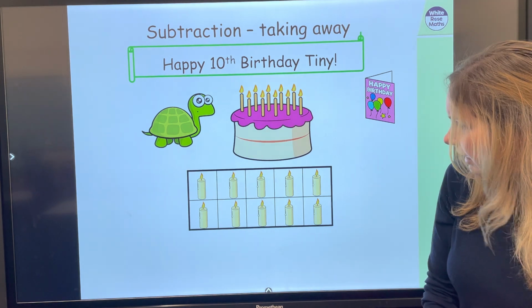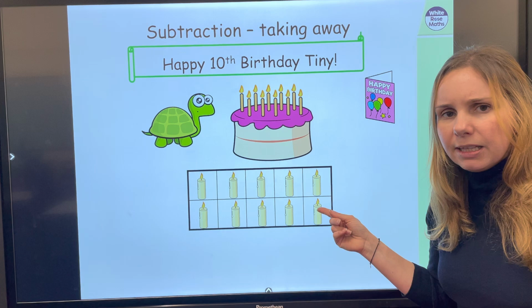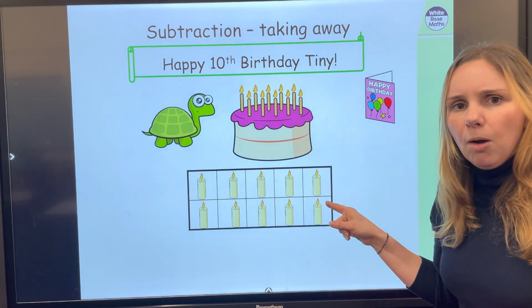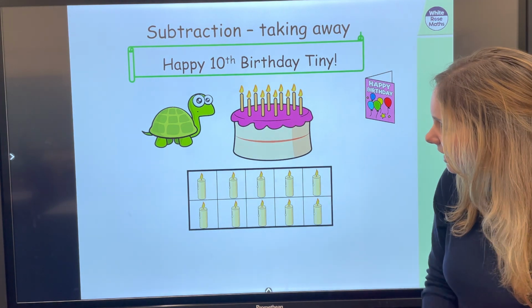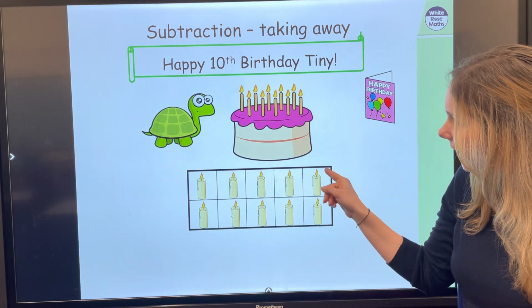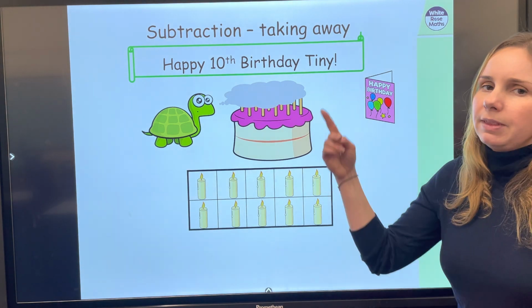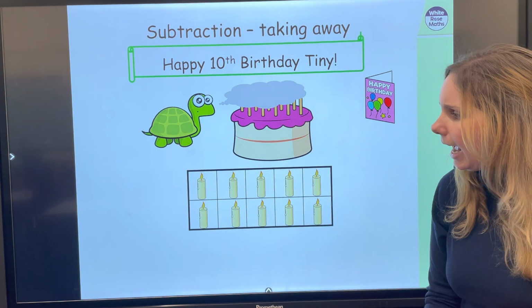Okay, now can we remember it was Tiny's birthday on Friday and he was 10? How many candles did he have? Can you remember when we have this frame how many there are if it's full? Hopefully you've said 10. He's got 10 candles. 2, 4, 6, 8, 10. Happy 10th birthday, Tiny. Now he blew those candles out.